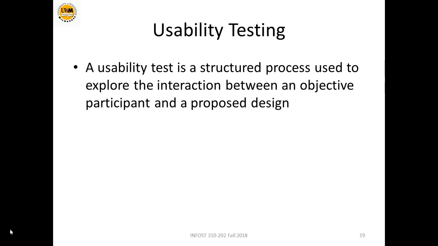Usability testing. Testing process is a structured process that is used to explore the interaction between objective participants, and I concentrate on this word, objective. Participants who are chosen to perform the testing should be objective, and a proposed design, the design that we are working on.